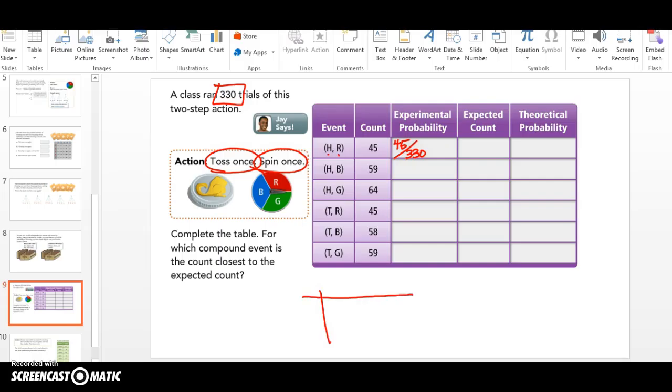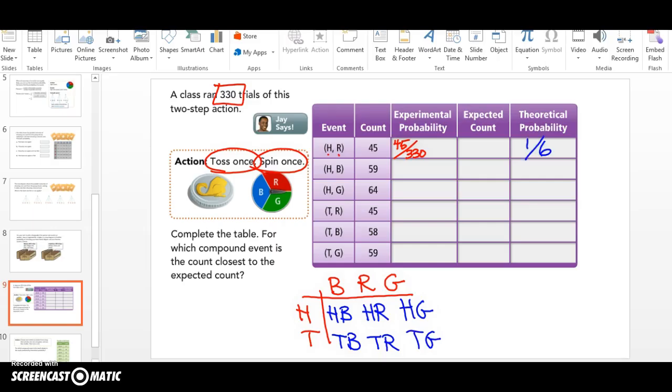All right, so let's create a table. Then the table's going to be super easy. Heads, tails, and then this would be blue, red, and green. Let's go ahead and fill in our chart for that. So this would be heads and then blue, tails and then blue, heads and then red, tails and then red, heads and then green, tails and then green. I'll give you a second to finish that.